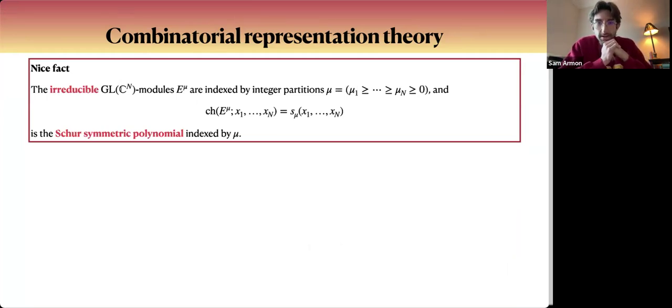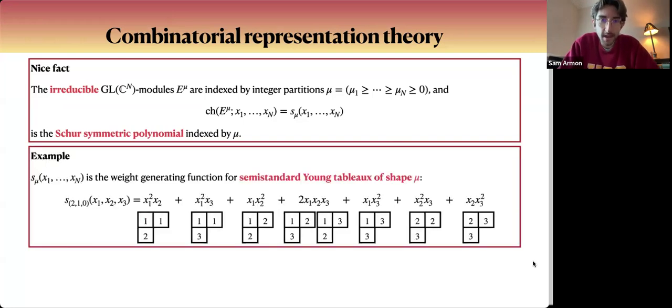So one really nice fact in GLN representation theory is that the irreducible GLN modules are just indexed by integer partitions. So these are weakly decreasing sequences of integers with at most capital N non-zero parts. And if I go and compute the character of these irreducible modules, I get the Schur symmetric polynomials, which is a particularly nice combinatorial family of polynomials.